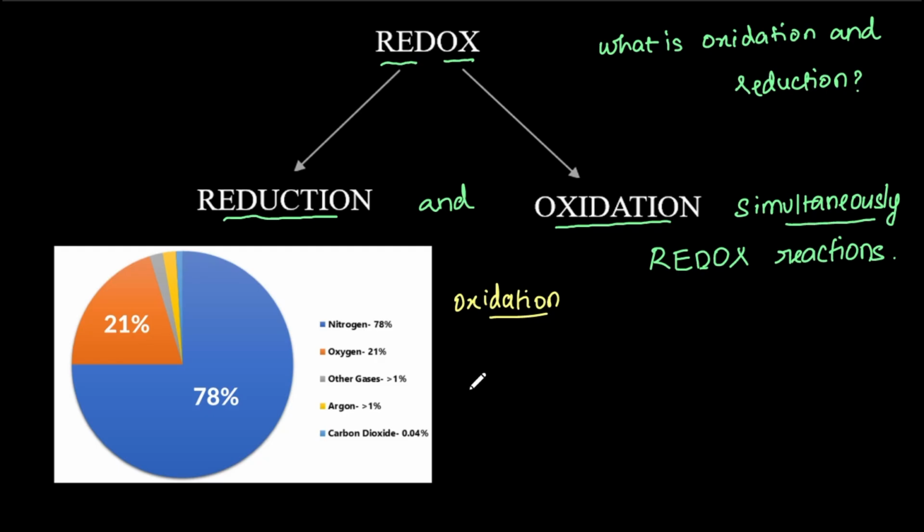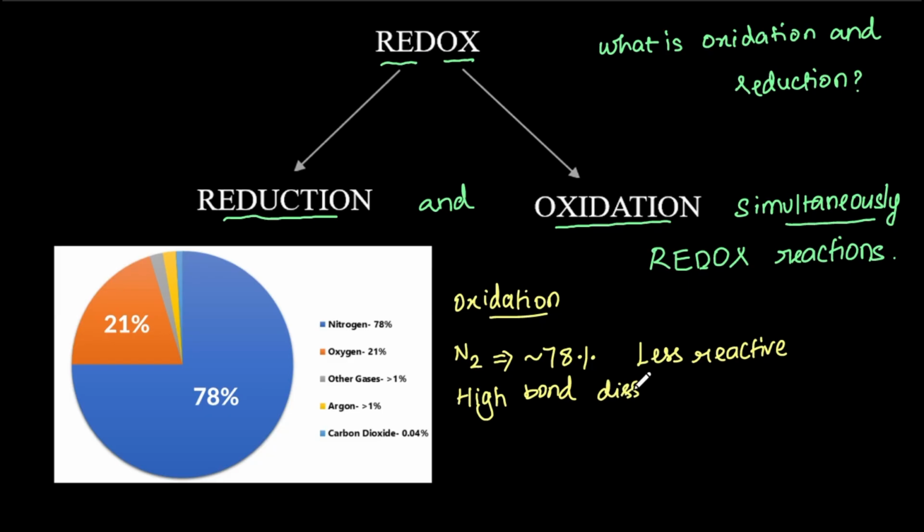Oxidation is one of the chemical reactions. As we see many chemical changes in our day-to-day life, one of them is oxidation. Our Earth's atmosphere consists of different gases. The most abundant gas is dinitrogen, N2, which is present approximately 78% in our Earth's atmosphere. But this N2 is less reactive. It is chemically inert because of its high bond dissociation energy.